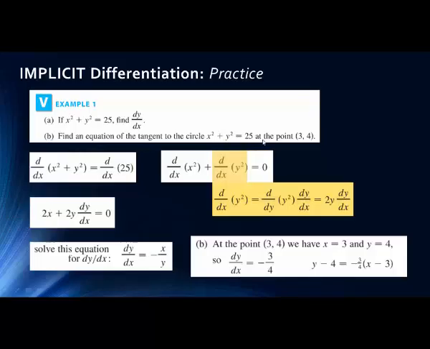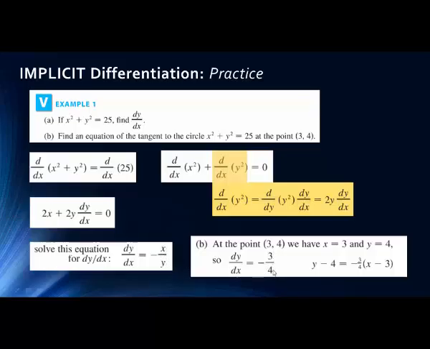B says to find the equation of the line. Okay? So now what we have to do is find the slope, and then plug it into the linear equation. It says at the point (3, 4). Well, remember this is x equals 3, y equals 4, so I just plug those values in and I get negative 3 over 4.